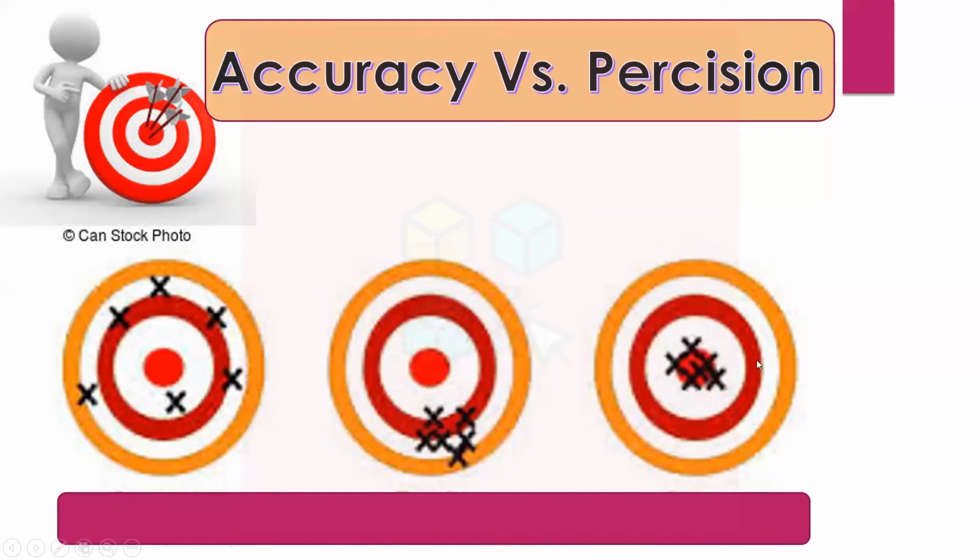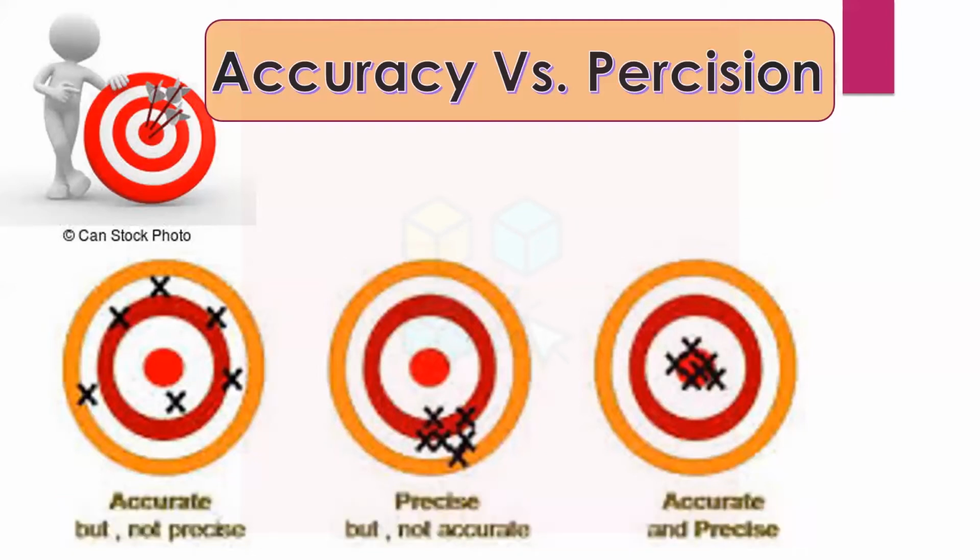In the right figure, we observe that all shots are closer to each other, therefore high precision, and all dots are in the center of the figure, which is the target value. Accuracy is high and precision is also high in this figure. We can see the results from here: accurate but not precise, precise but not accurate, and accurate and precise both.